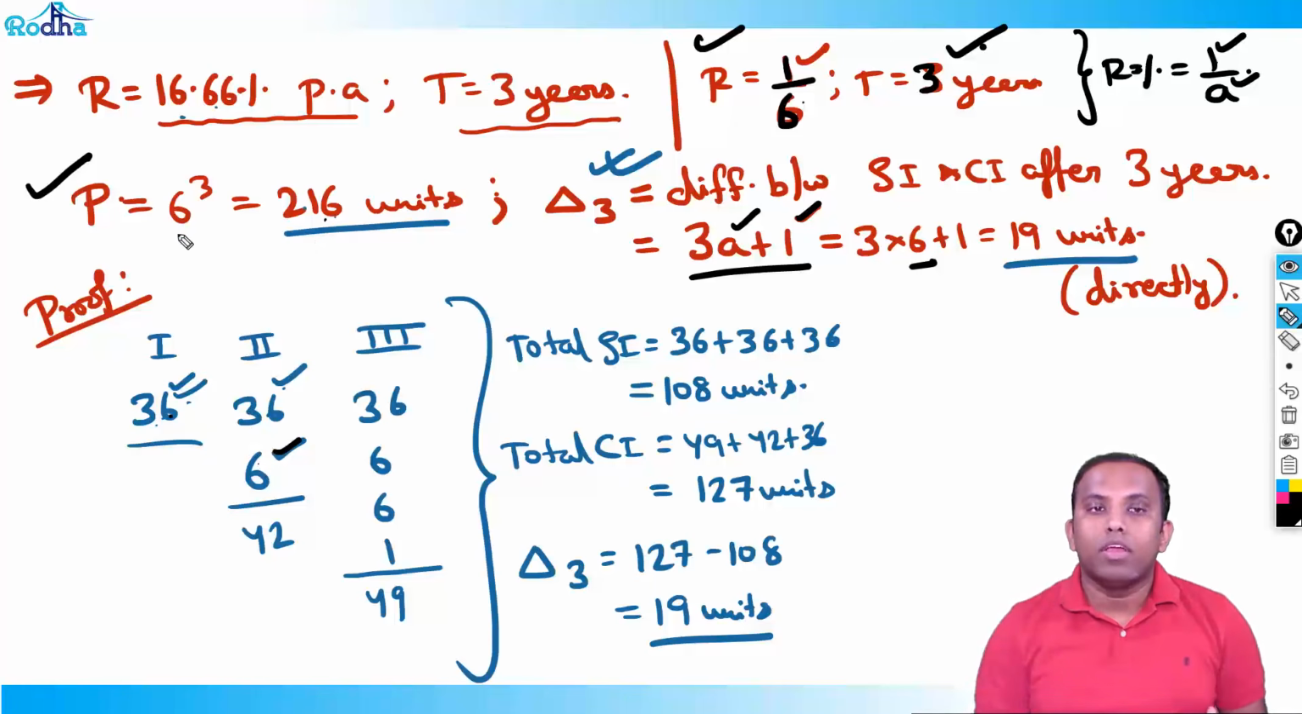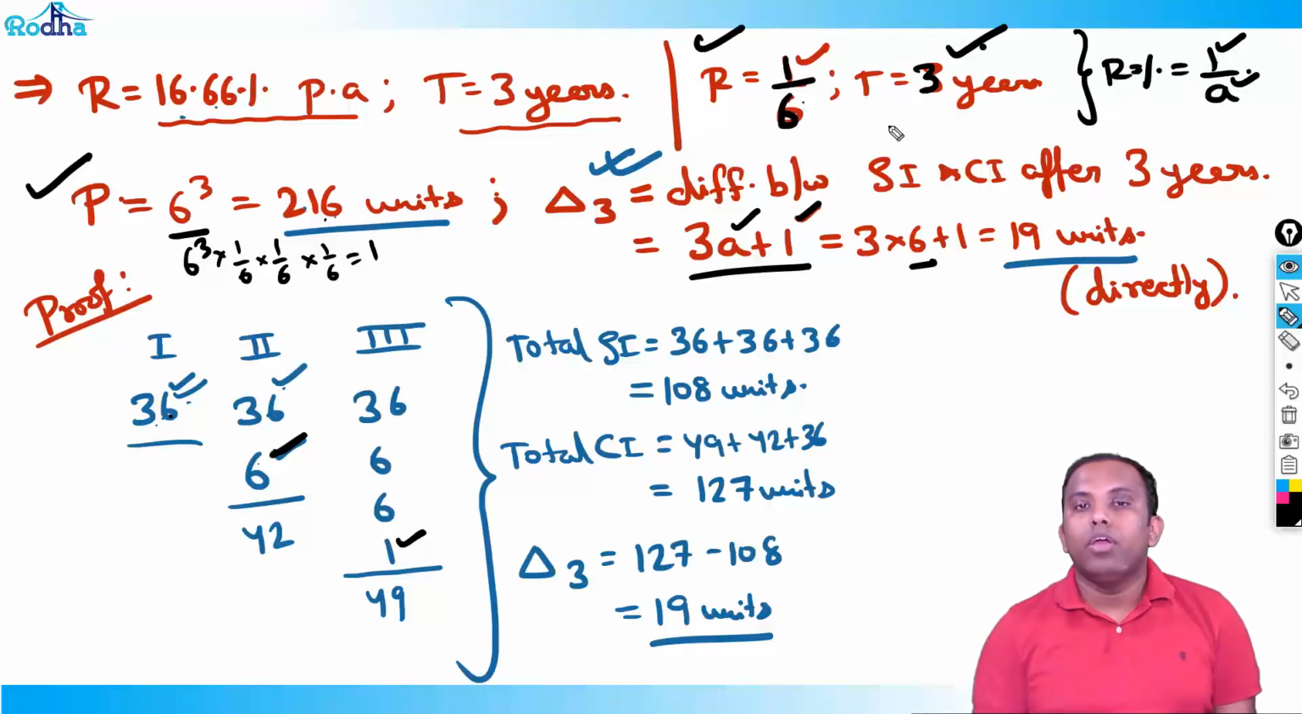So 2 times 1 by 6. It is 6 cube, right? So 6 cube into 1 by 6 into 1 by 6 will give me this 6. And again doing its 1 by 6 to get its interest, again 1 by 6 will give me 1. That is this one. That's why I'm telling you this 1 by a form is very important. And if it is true, directly you can take delta 3 as 3a plus 1. That is 19 units.